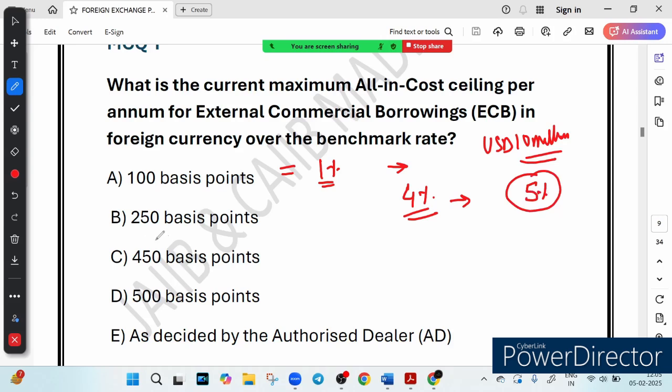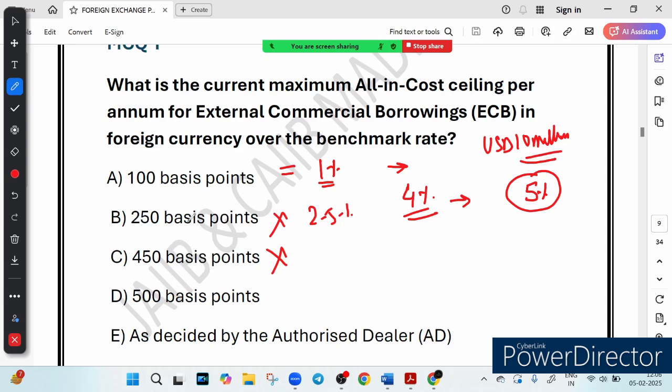Option B says 250 basis point. This is also not correct. 250 means 2.5%, right? So while this is higher than 100 BPS, it is still lower than the actual RBI limit, right? So this might not be sufficient for a high risk corporate borrower who usually borrows at a higher rate. Now option C says 450 basis point. This is also wrong, right? And suppose the benchmark rate is 6%, then under a 450 BPS ceiling, the answer will be 10.5%.